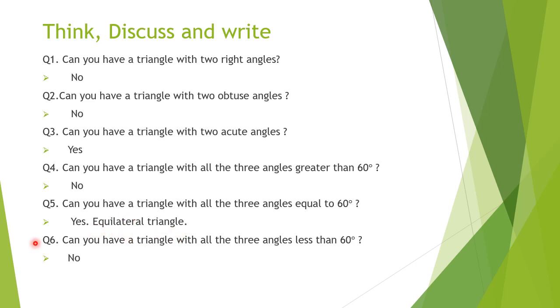Okay children. Question number 6. Can you have a triangle with all three angles less than 60 degrees? So let us take 50 degrees. All the three angles, let them be 50 degrees. You can take, if you want, 50, 40, 30, any numbers that way. Here, for our easy calculation, let us take 50 degrees. 50 plus 50 plus 50. What will be the measurement? 150 degrees. So it is not possible. Okay children, I think you understood this point.